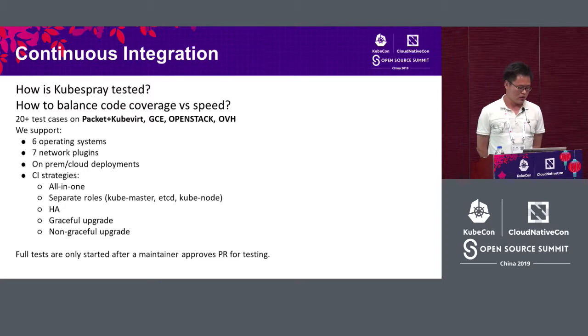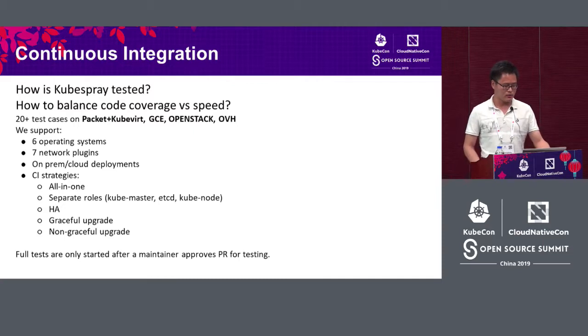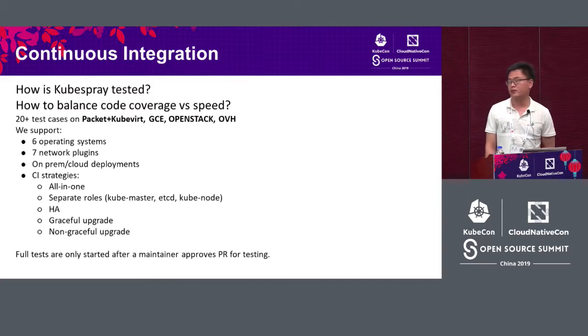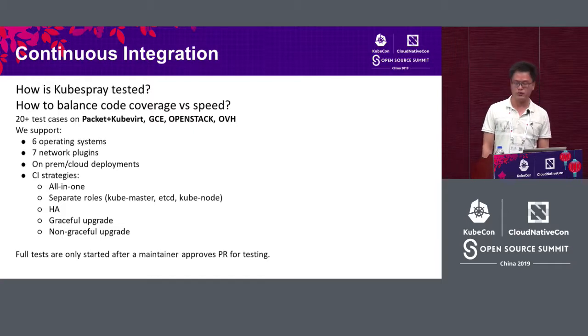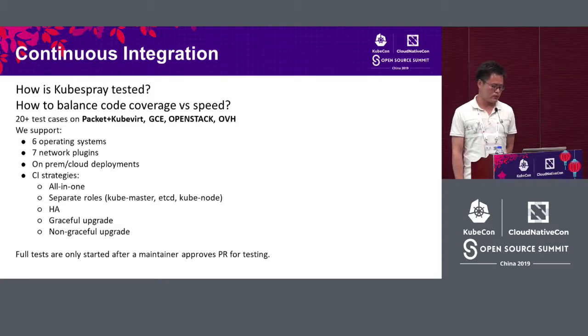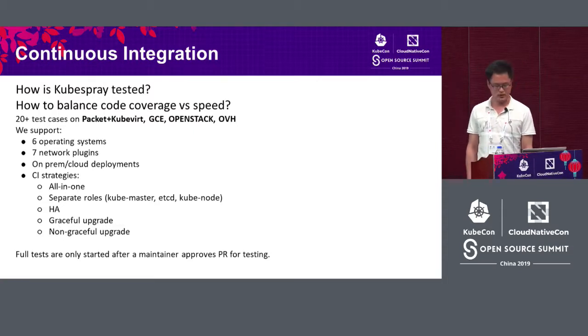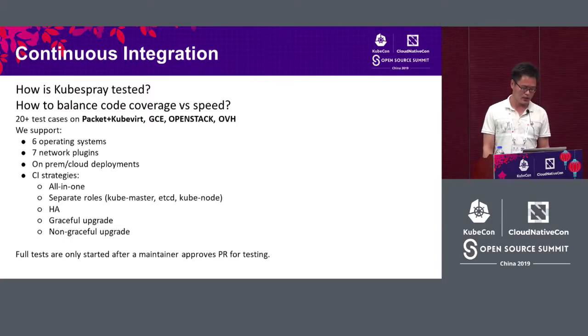Currently, we support 6 operating systems and 7 network plugins, and we support on-premise and cloud deployment. And our deployment strategies include all-in-one, and separate hosts, that is a separate kube-master, etcd, and kube-node. Kube-master and etcd can be deployed on one node, or they can be separated. And next is HA deployment. And also the upgrade, the graceful upgrade and non-graceful upgrade, and that is the CI.